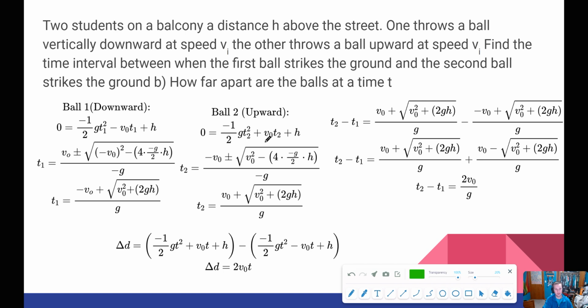same deal, except instead of the velocity being negative, because with ball 1 you throw it downward, we have an upward velocity, so the velocity is positive. And you go through and you solve and you put it in the quadratic formula.